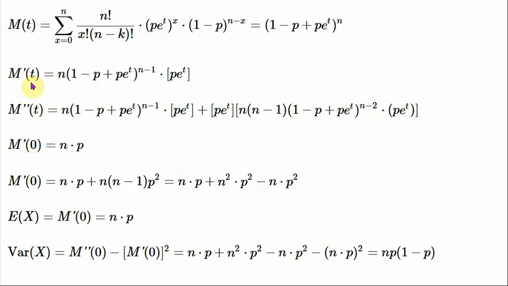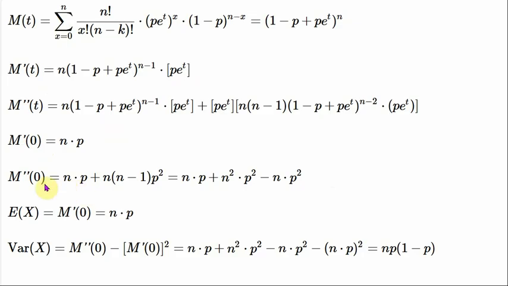evaluate the first derivative at t equal to 0, then we get n times p. And then evaluating the second derivative at t equal to 0, then we get n times p plus n squared p squared minus n times p squared. The expected value of the random variable x is going to be the first derivative at t equal to 0, which is n times p.